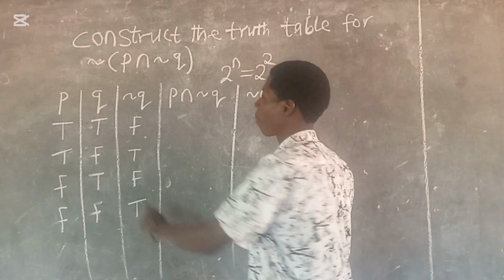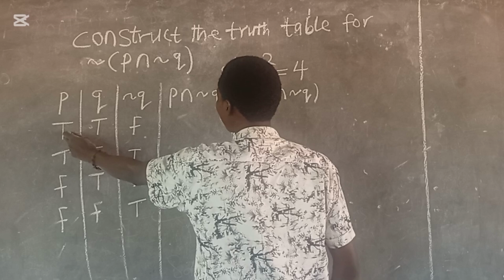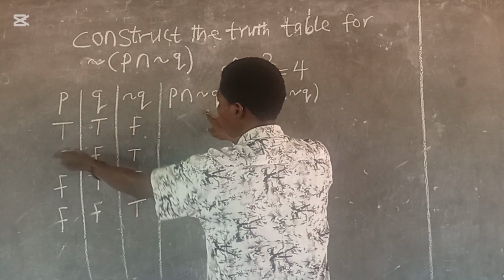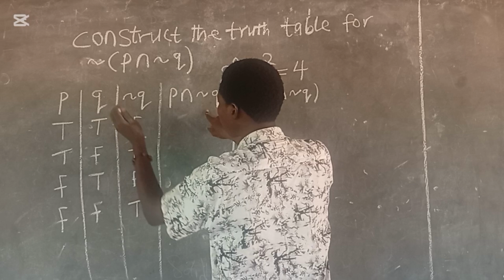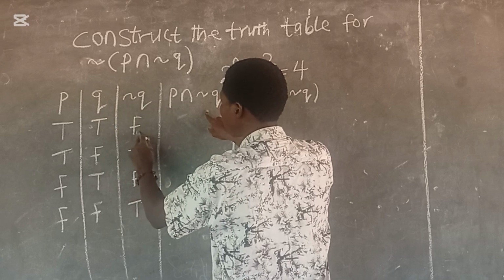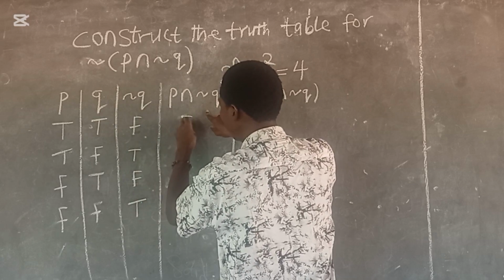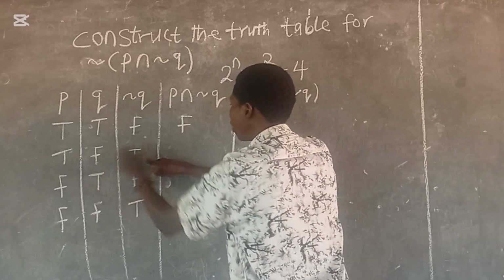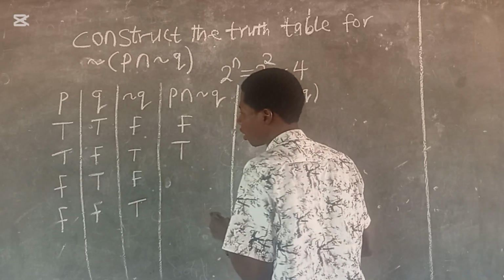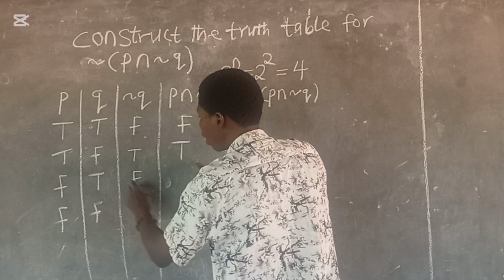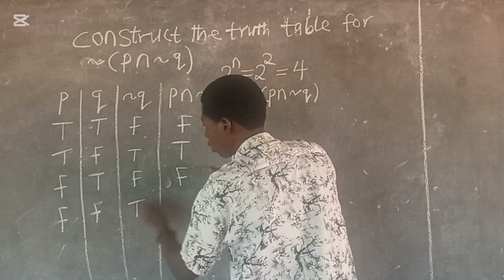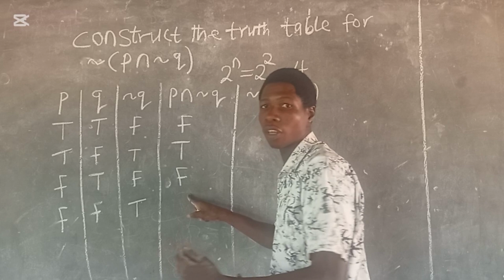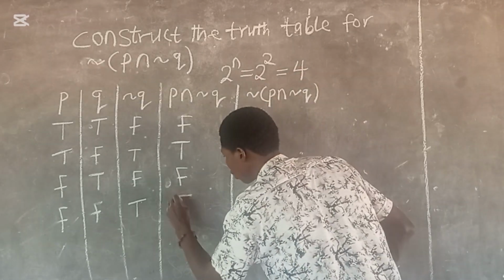Look at what I'm saying. Here we have P and not Q. We are reading this and this. We are having F already, so automatically the answer is F. Then we have T, T. Since both are T, the answer will be T. Then we have F, F. Then the answer will be F. Then we have F, T. Automatically, since you see F, the answer will be F.